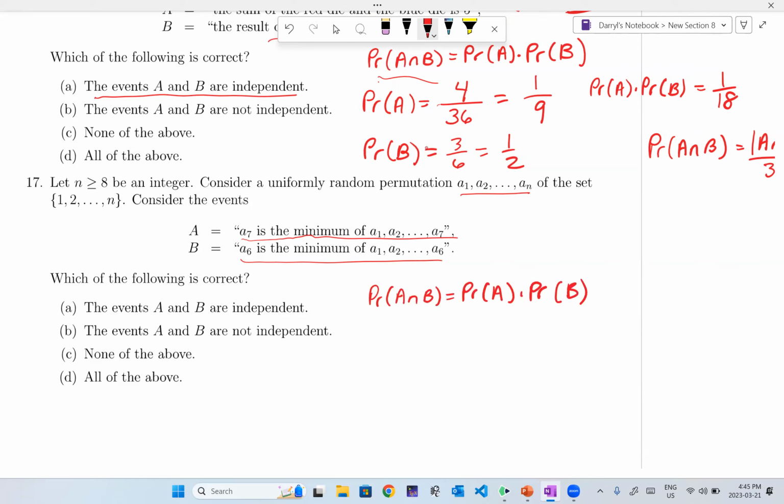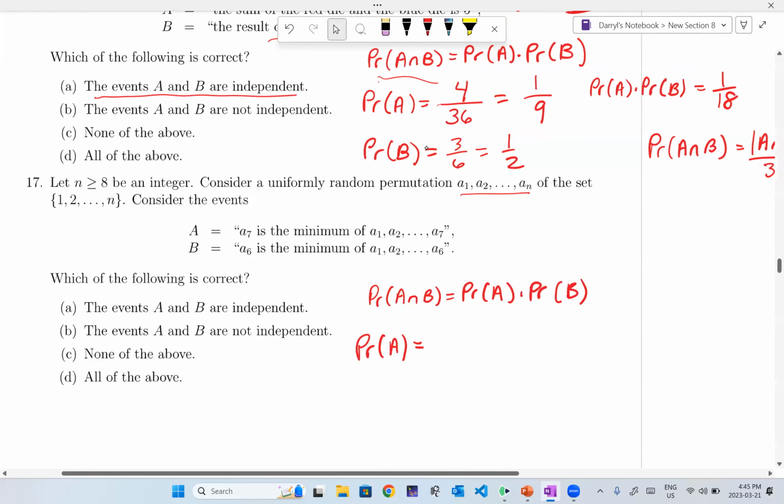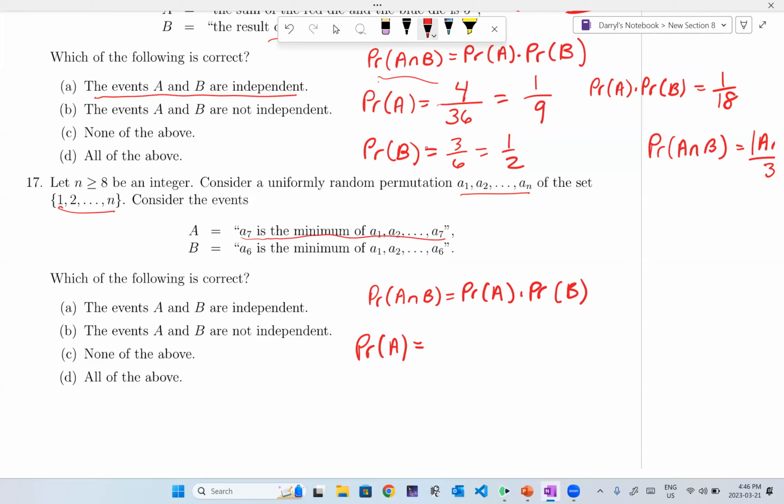So let's just start with the easy stuff. Probability of A. It's going to be a little ugly. Of course, it simplifies really nicely, but let's take a look at what we would have to do. So I have n possible numbers. I take a permutation. So now I want the number of permutations where A7 is the minimum. We did something similar before. So what I'm going to do first is choose 7 out of those n numbers. We're just going to count the size of A right now.